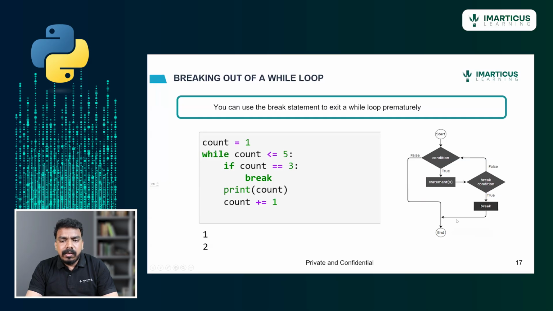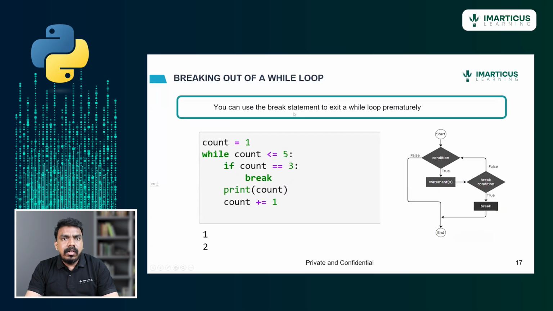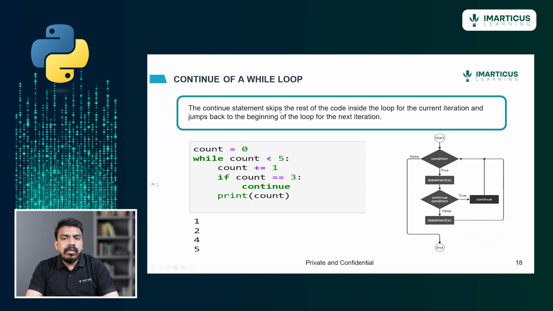That is what this diagram also represents. You have a condition, if the condition is true, then go for this particular statement and then break the entire loop, right? Now continue, which you can also use in the while loop. What does continue do? The continue statement will skip the rest of the code inside the loop for the current iteration, whereas break will stop the entire loop, while continue will skip the code instead of stopping the loop, right?